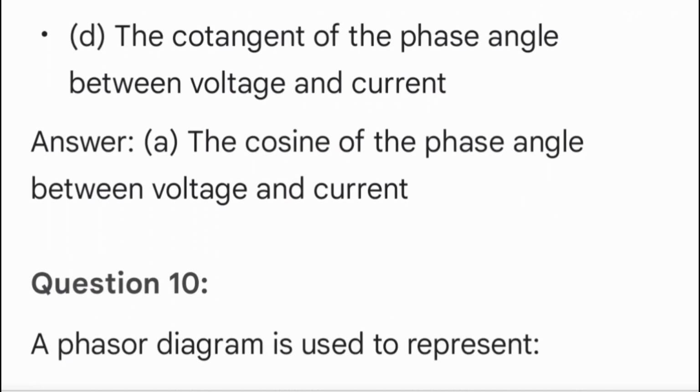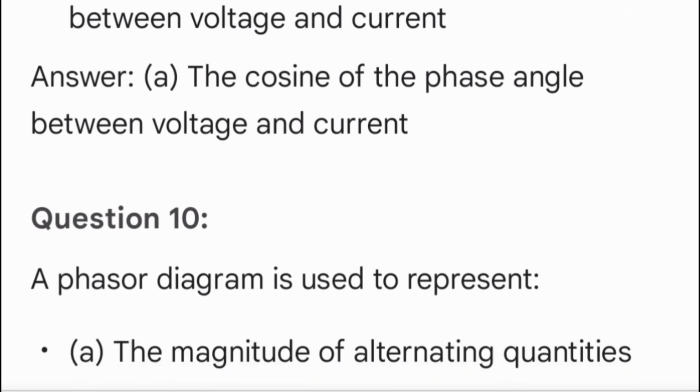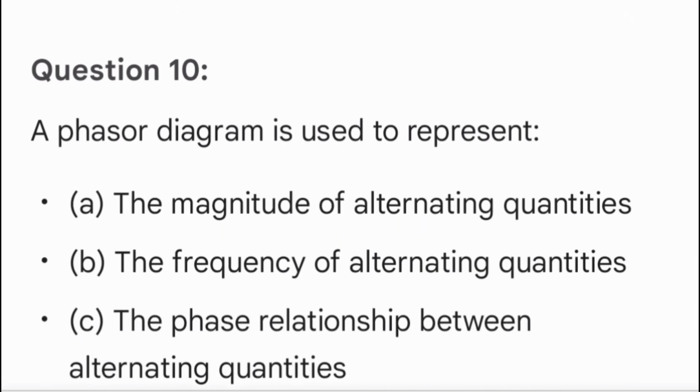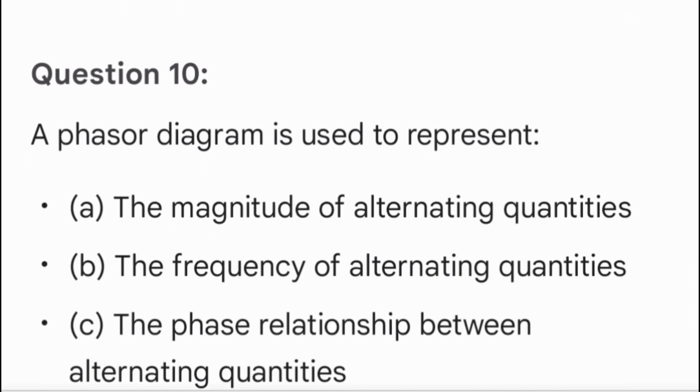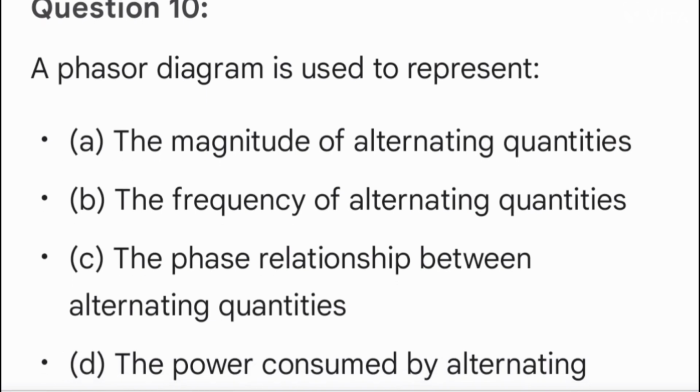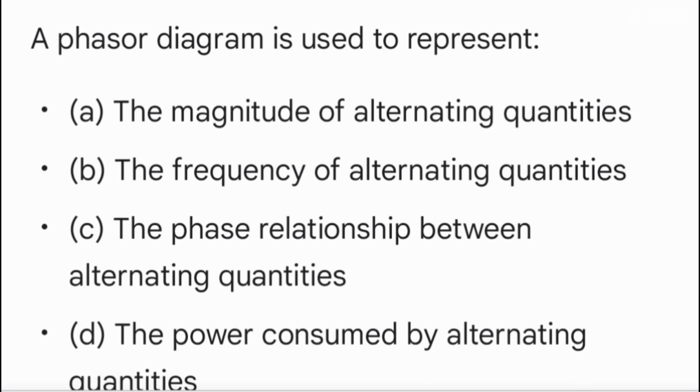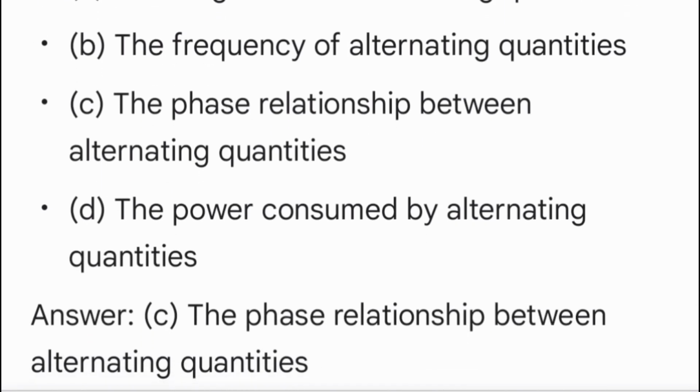Question 10. A phasor diagram is used to represent A. the magnitude of alternating quantities, B. the frequency of alternating quantities, C. the phase relationship between alternating quantities, D. the power consumed by alternating quantities. Answer: C. the phase relationship between alternating quantities.